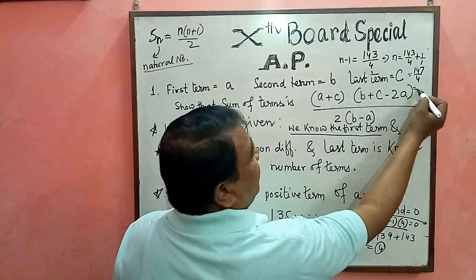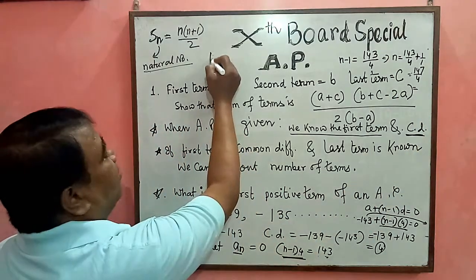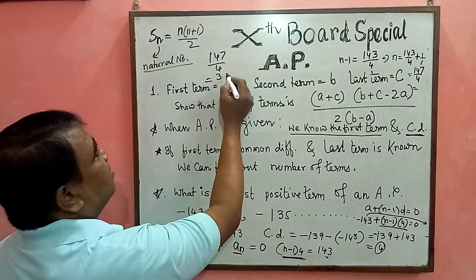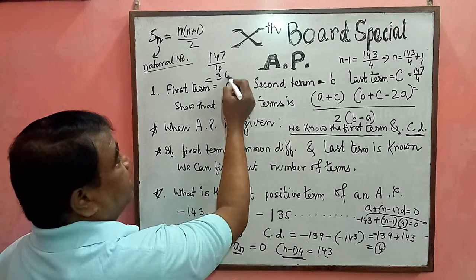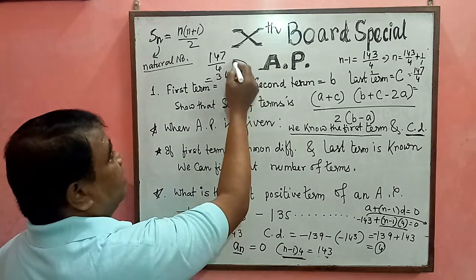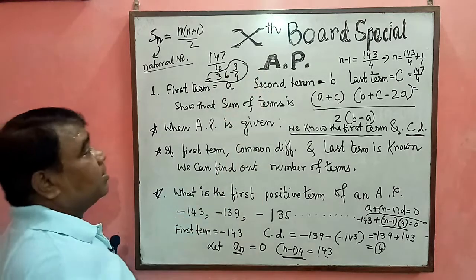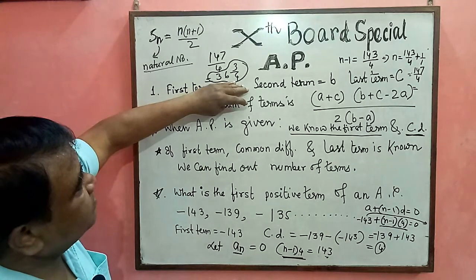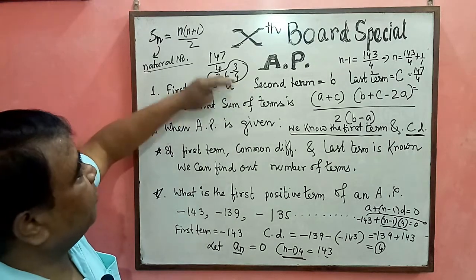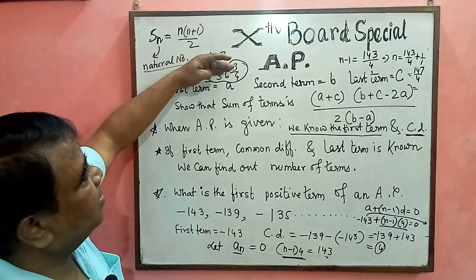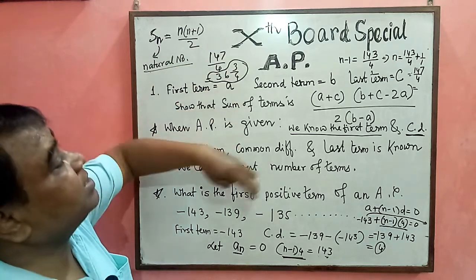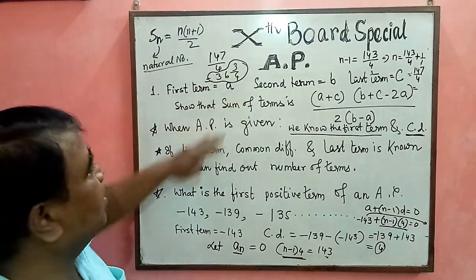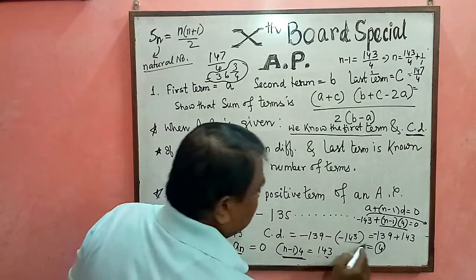If I make it a mixed fraction, 147 upon 4: 4 3s are 12, 27, 4 6s are 24, so 36 whole 3 upon 4. That means the number of terms cannot be a fraction. That means at this junction, the term will become 0. So definitely, if it is 36 whole 3 upon 4, that means the 37th term. If you make it whole, the 37th term is the first positive term of this AP.